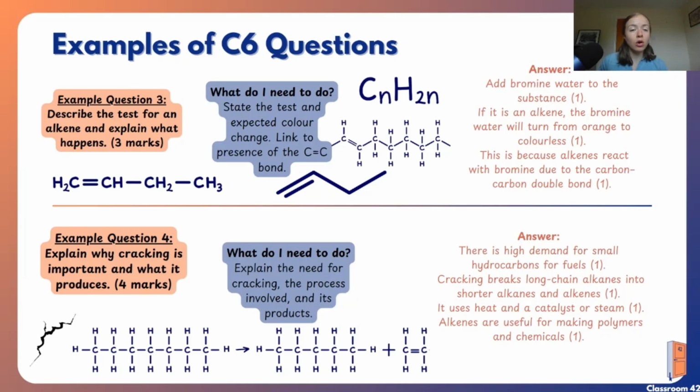Cracking breaks down long chain alkenes into shorter alkanes and alkenes. So that's explaining what it produces. It uses heat and a catalyst or steam. And alkenes are useful for making polymers and chemicals. So we're talking about what it produces, what it is and why it's important, how it produces what we need it to.